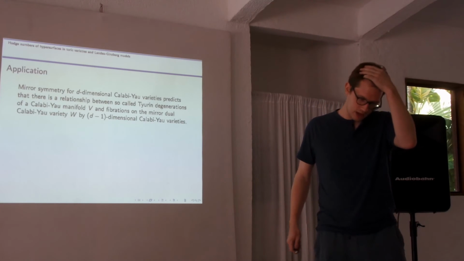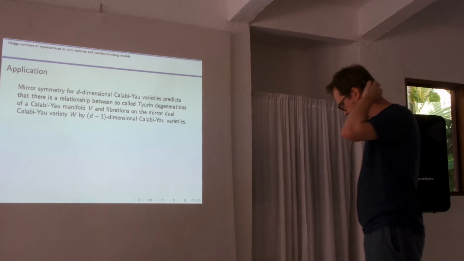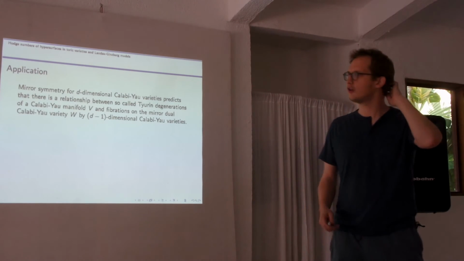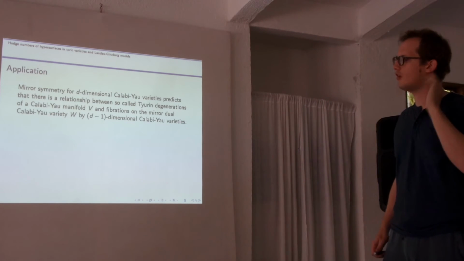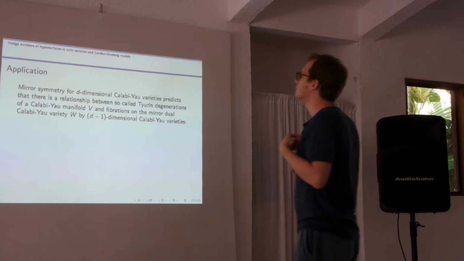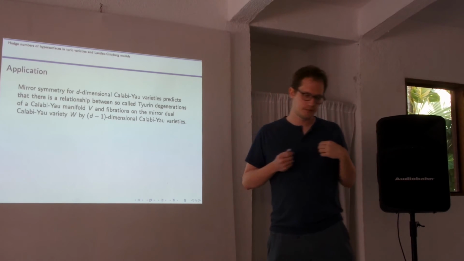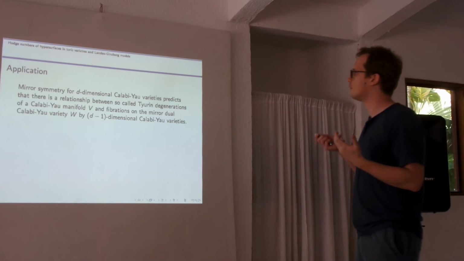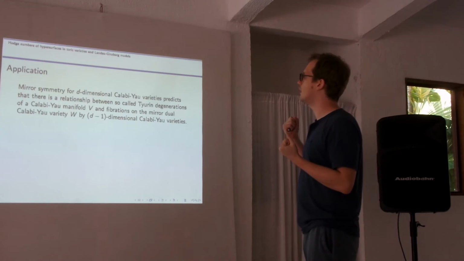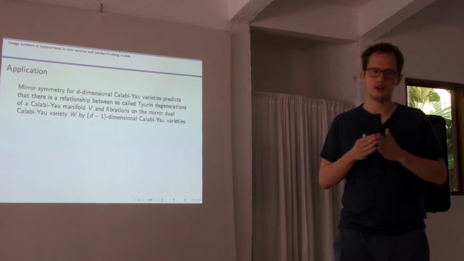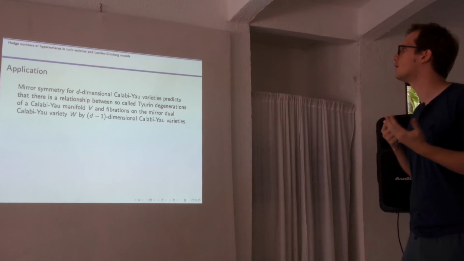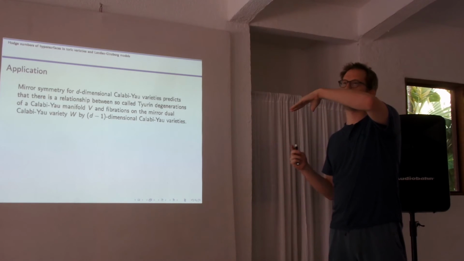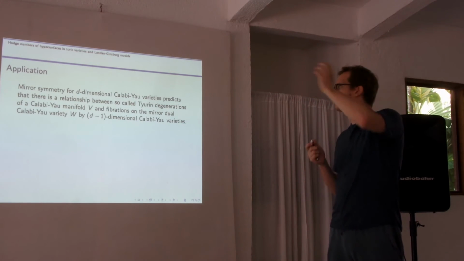Right, so I want to give an application of this to Calabi-Yau varieties, and my entire discussion here is probably going to be restricted to Calabi-Yau threefolds. If you look into mirror symmetry, you can get a prediction that there's a relation between what I'm going to call Tyurin degenerations of Calabi-Yau varieties and fibrations on the mirror dual Calabi-Yau variety by codimension 1 Calabi-Yau.